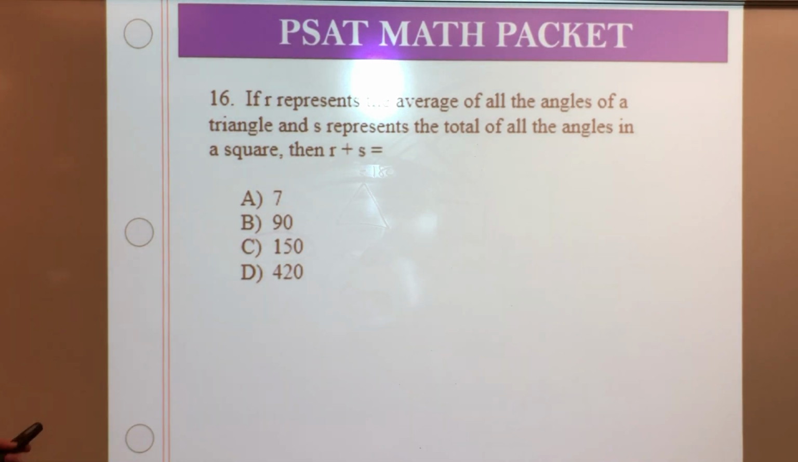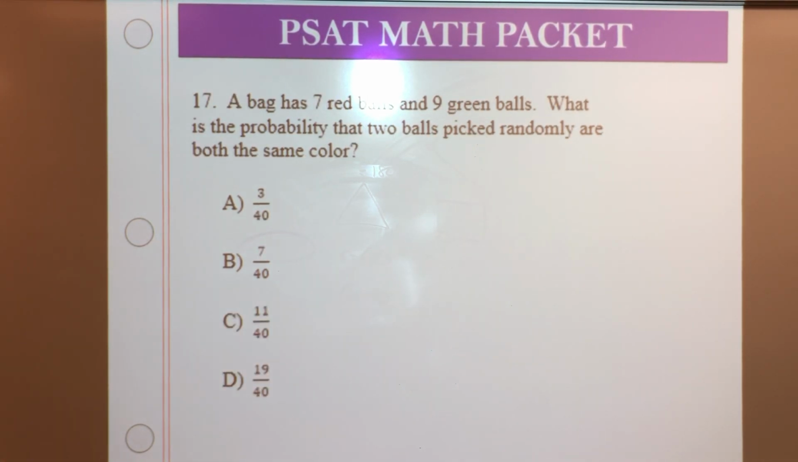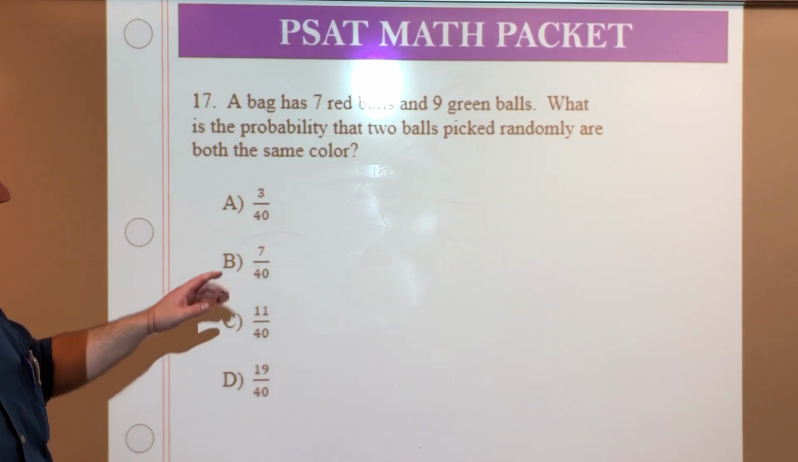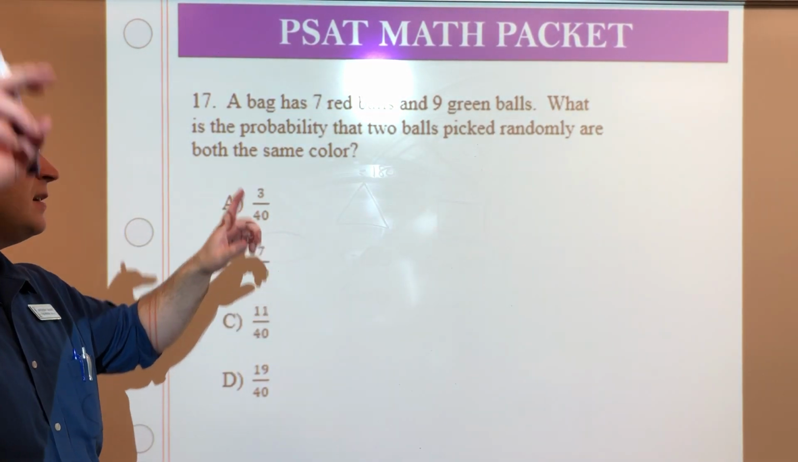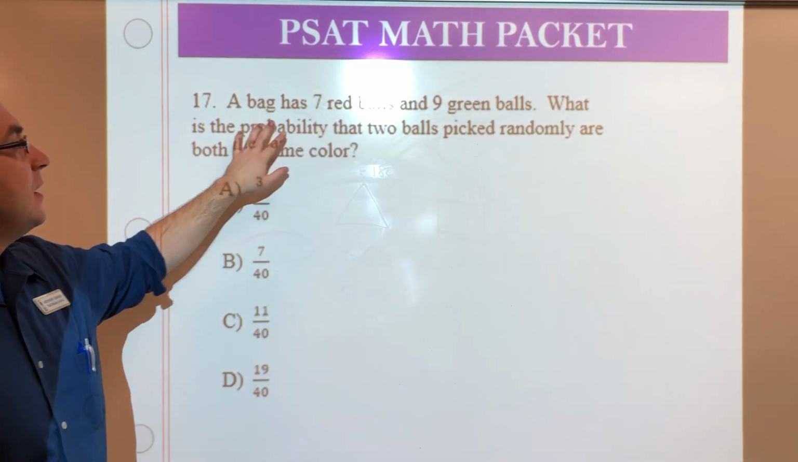Where's my clicker? 17. Okay. Really tough one. Probability. A bag has 7 red balls and 9 green balls. Sorry, I think the light is shining right over here somewhere.